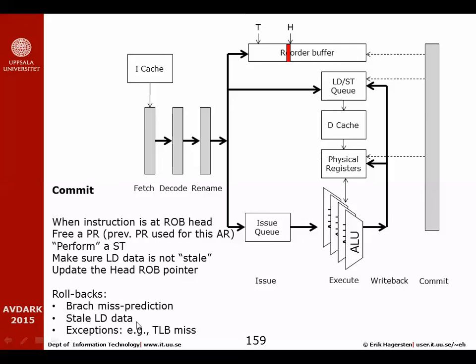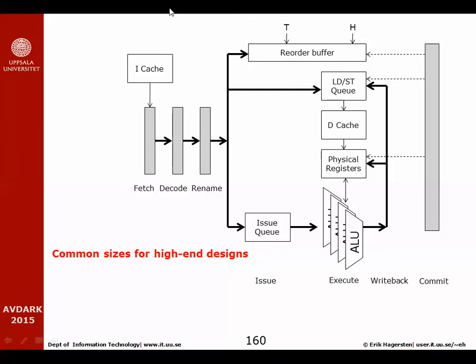Also, as I said, stale load data will force you to do rollbacks, and there are lots of different exceptions that may force you to do a rollback. For example, if you have a TLB miss that is handled by a software mechanism, then you have to have a precise exception so you can handle that TLB miss, which means you will squash all instructions that were started right after this instruction and take the precise exception. So this is, as I said, a common way to implement processors these days.